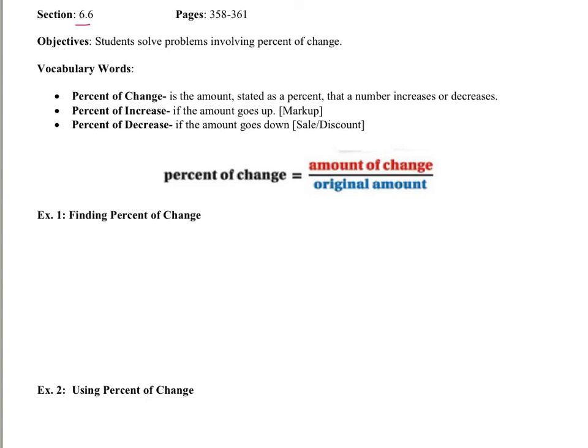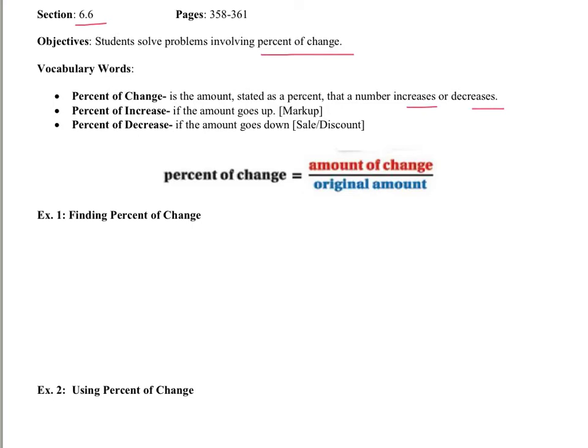Today's lesson is 6.6. It is about solving problems involving a percent of change. So there's going to be an additional step because we have to find out how much a price has changed before we solve the problem. Percent of change is the amount stated as a percent that a number has increased or decreased.